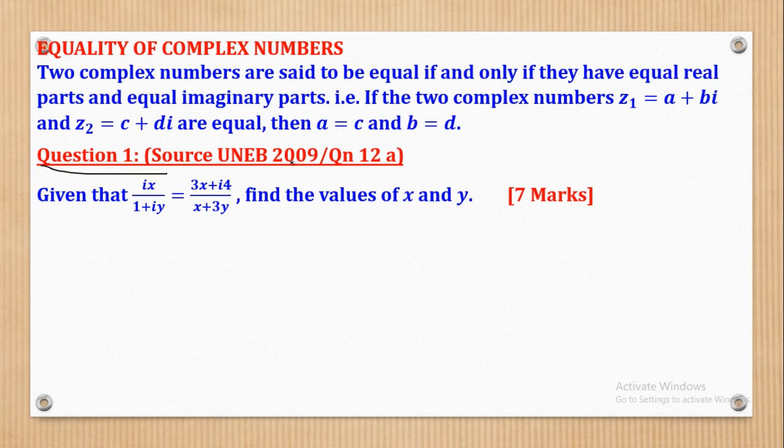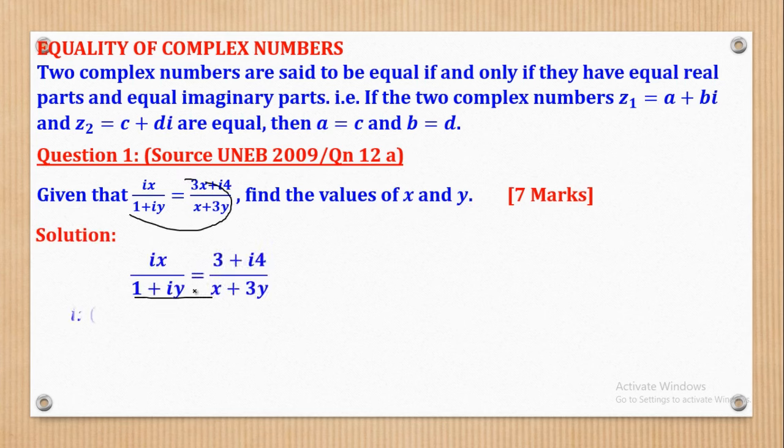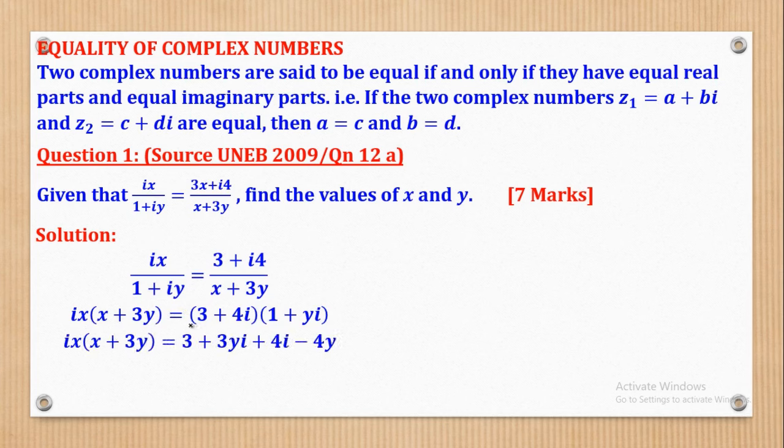So question 1 came from UNEB 2009 paper 1 question 12A, and says, given that this is equal to that, find the values of x and y. So here we shall first write what is given, which is that. Then we can cross multiply. So this goes with this and this with this to give you this line. Then next we can open brackets. So when I open brackets for this, I'll come up with that.